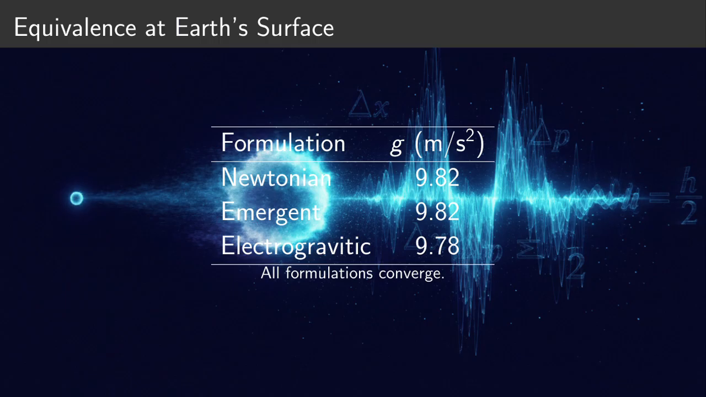Equivalence at Earth's surface. When evaluated at Earth's surface, all three formulations produce nearly identical results. Newtonian gravity, emergent gravity, and the electrogravitic model all converge to the same value of g. This suggests a deeper underlying equivalence.